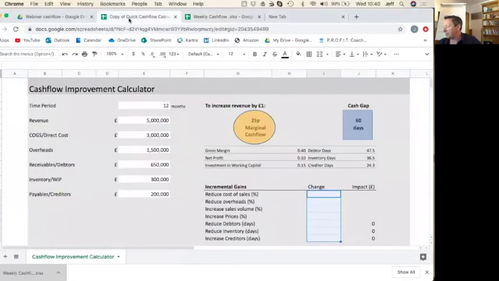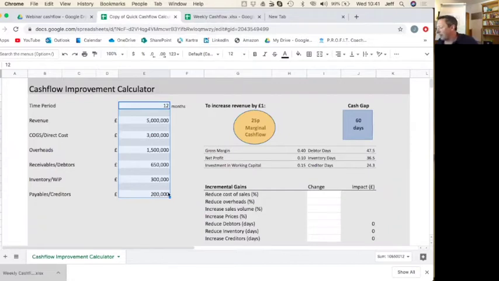Okay, so I'm going to move on to the next thing I want to show you, which is the cash flow improver spreadsheet that I've got. If you can see here, and this is me trying to learn to point with a cursor, not my finger, because of course you can't see it if I point at stuff.